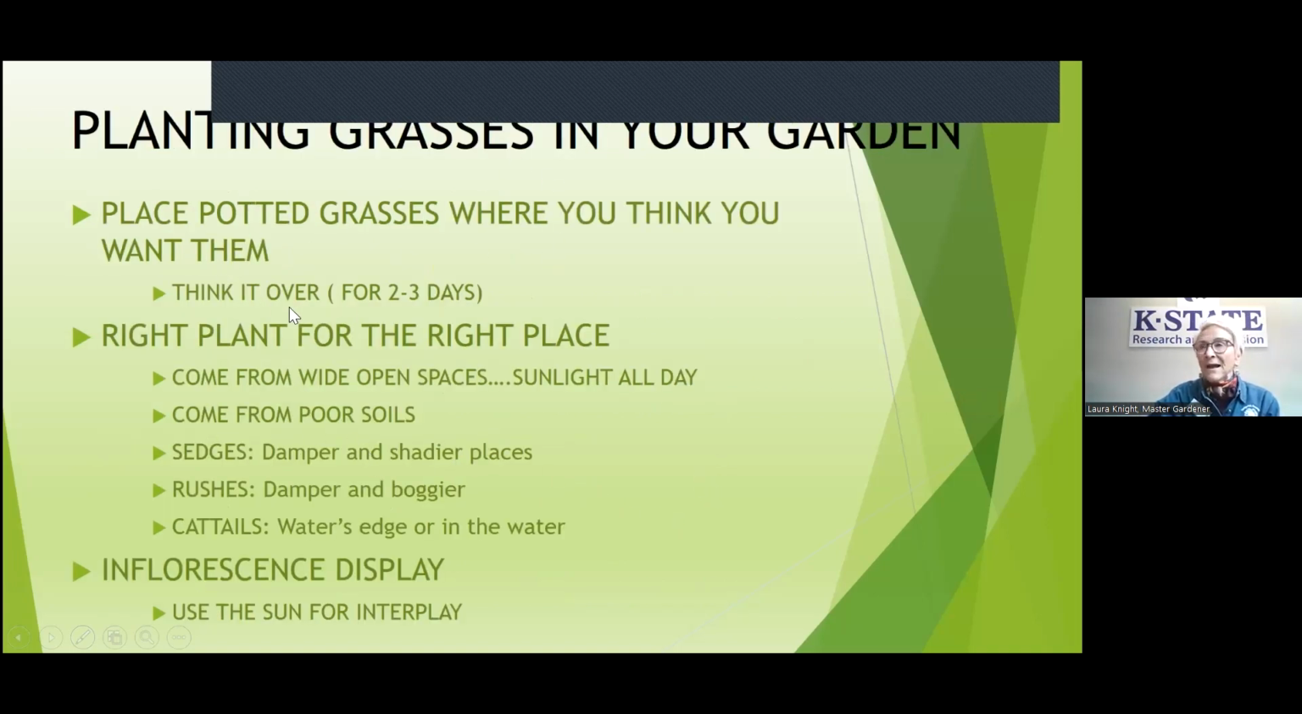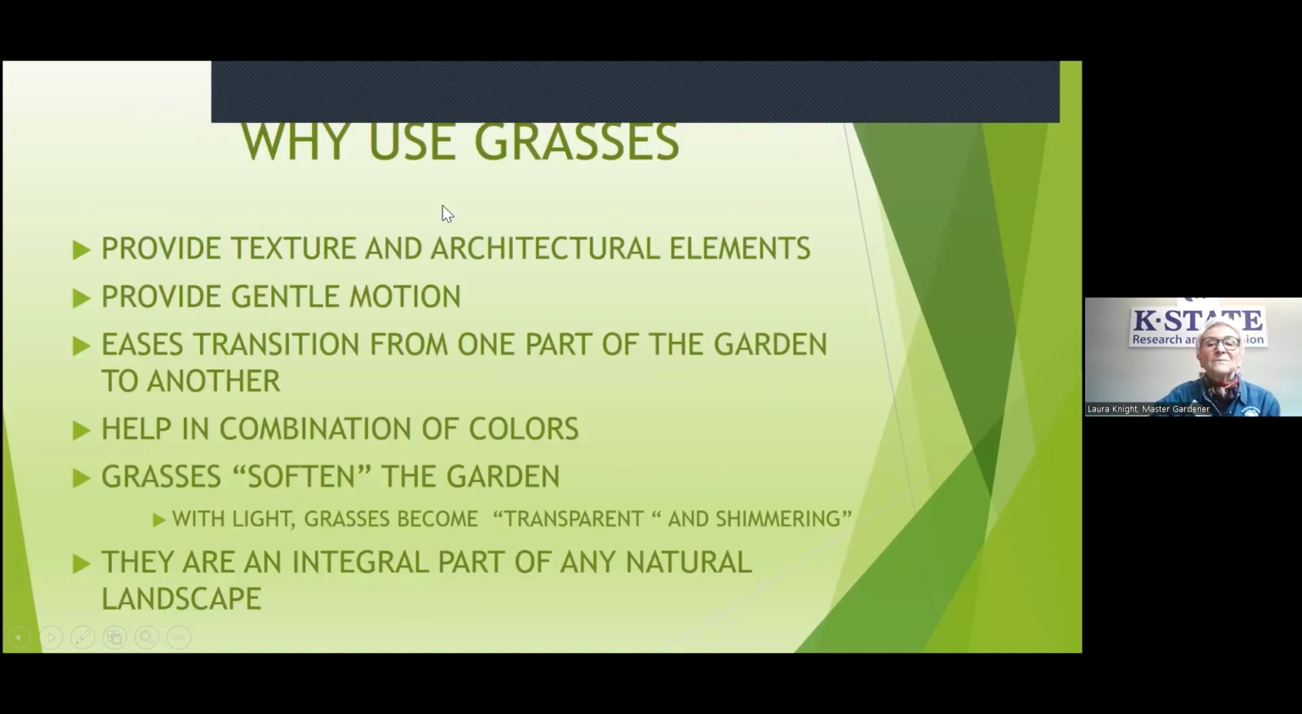And think about it before you plant them. You don't want to be moving them from one place to another. And remember, right plant for the right place. They come from poor soils. They like sunlight. The sedges, the Carex genus, be sure that you know that they do like damp, but now the Carex pennsylvanica loves it dry.